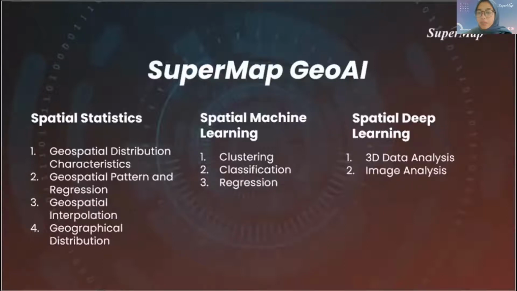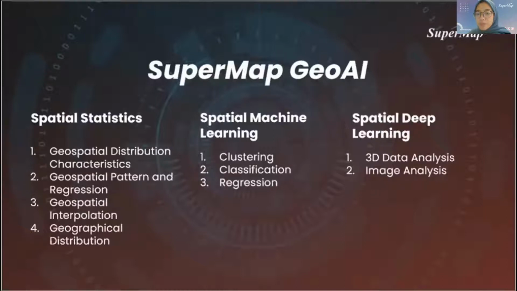And here we integrate the statistical theory with GIS so that you will not only obtain the number of the statistical process, but also the map from your statistical calculation. And in the middle one, we have the spatial machine learning. It's mainly including the clustering, classification, and regression for the spatial data.